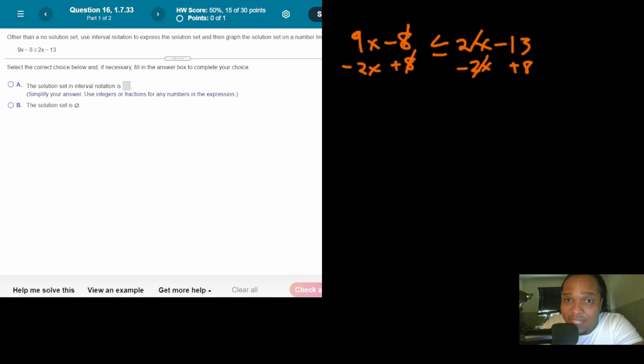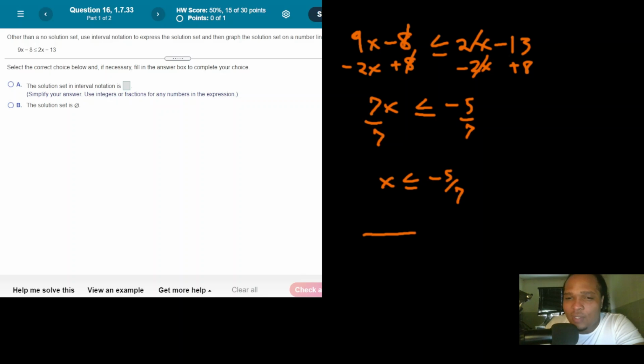So we have 9x minus 2x is 7x, less than or equal to -13 plus 8, which gives you -5. Go ahead and divide both sides by 7. And this is x is less than or equal to -5 over 7.